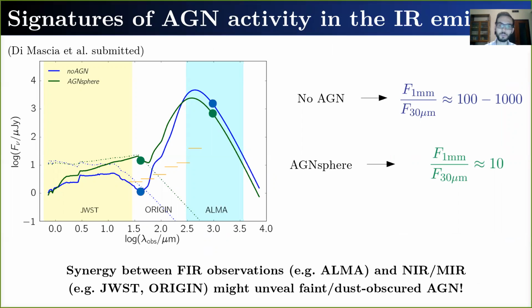This mid-infrared excess with respect to the far-infrared in AGN-sphere is an indication of AGN activity, and therefore this suggests a synergy between far-infrared observations, like with ALMA, and near-infrared to mid-infrared observations, like in the future with JWST, that can allow for the unveiling of faint and/or dust-obscured AGN.